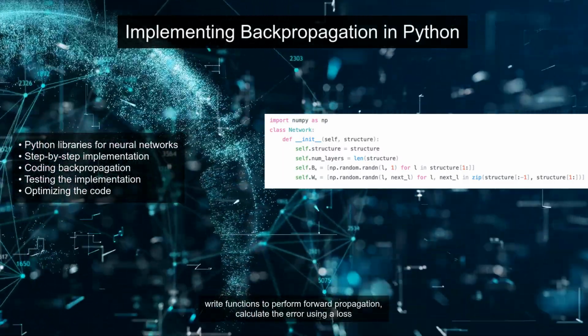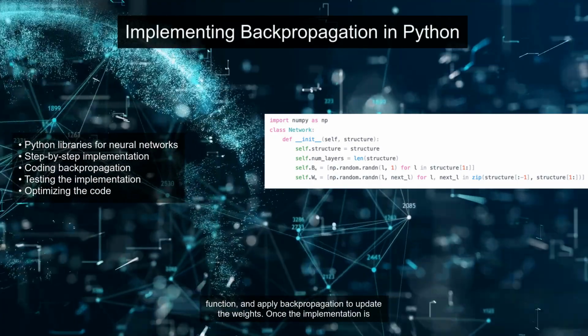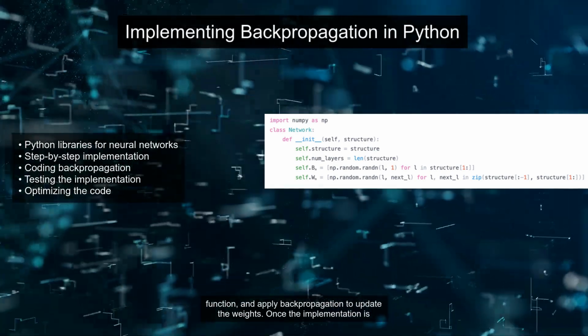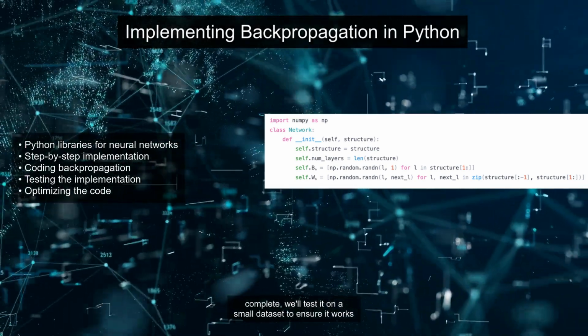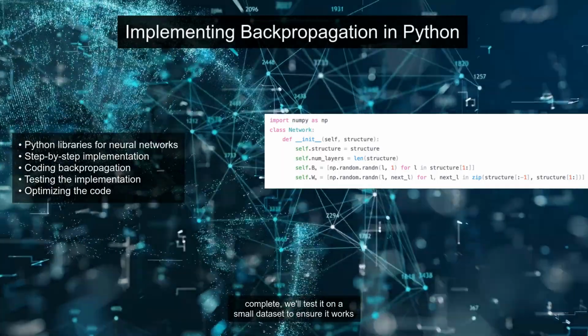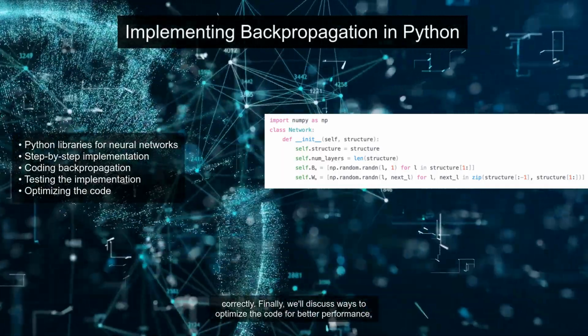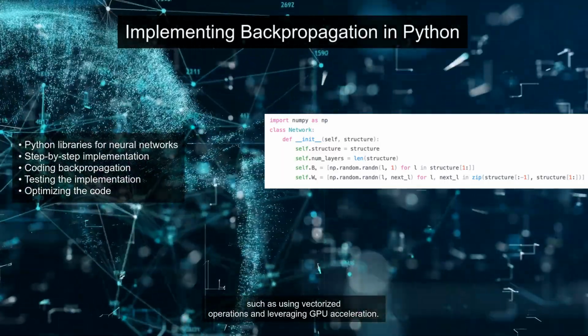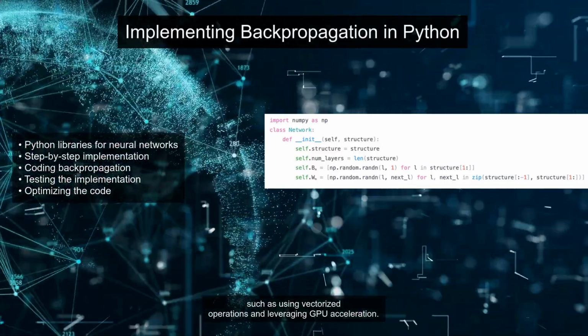Next, we'll write functions to perform forward propagation, calculate the error using a loss function, and apply backpropagation to update the weights. Once the implementation is complete, we'll test it on a small dataset to ensure it works correctly. Finally, we'll discuss ways to optimize the code for better performance, such as using vectorized operations and leveraging GPU acceleration.